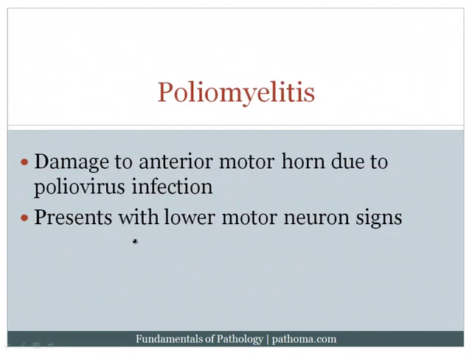Moving on to the next disorder, poliomyelitis is damage to the anterior motor horn due to a poliovirus infection. Let's go back and remind ourselves that polio has a fecal-oral transmission. Polio then infects the oropharynx and the small bowel. That gives you fever, sore throat, abdominal pain with nausea and vomiting. And then it can eventually spread to the CNS via the blood. Now when it spreads to the CNS via the blood, it eventually gets into the anterior motor horn, and that's where it causes its damage.